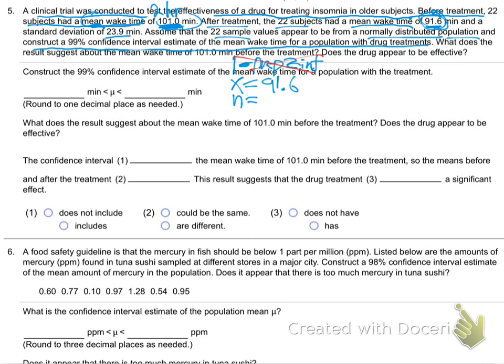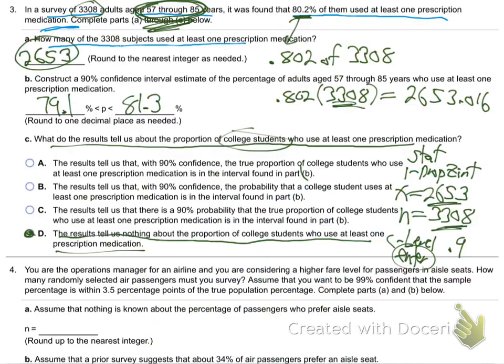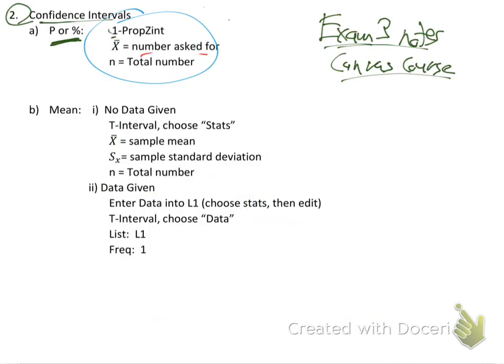That's what got me all of a sudden. I was saying, wait a minute, this isn't a percentage, is it? 91.6 is not a percentage. It's not saying 91.6%. It's saying their mean wake time after the drug was 91.6 minutes. So in other words, I've got to go back over here, and I'm doing the mean. I'm doing confidence intervals now for a mean, not a percentage.